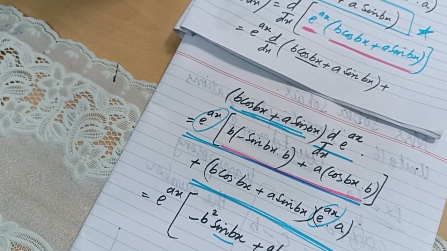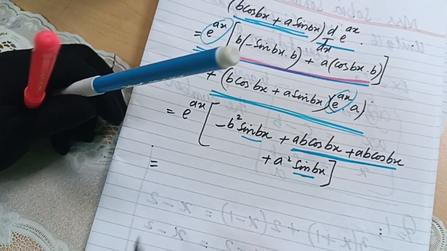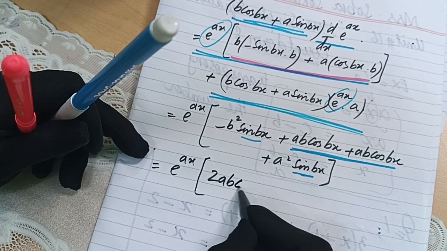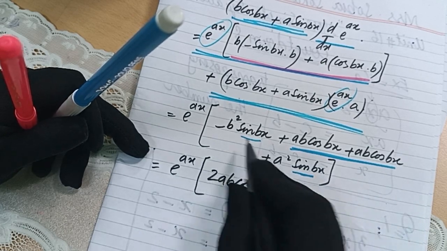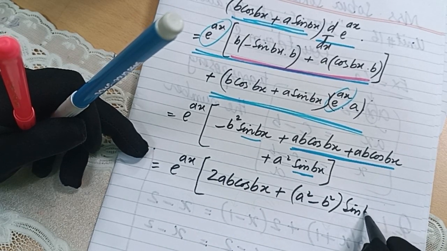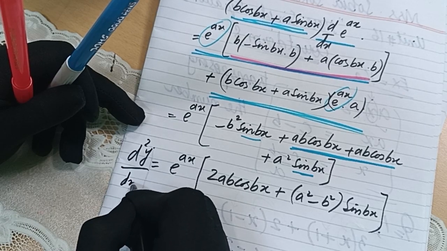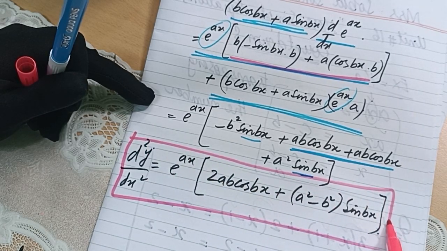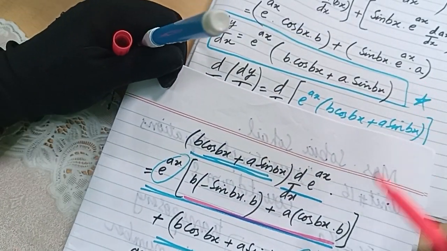Here the coefficient is same, so I can write a square minus b square. I can combine, so my formation will be a little simpler. e^(ax) into this is 2ab cos of bx, and from here if I am taking sine of bx common, I am left with a square minus b square with sine of bx. This is my second derivative. Okay, second derivative is this one. Now first derivative is also done here and second derivative is also done here.